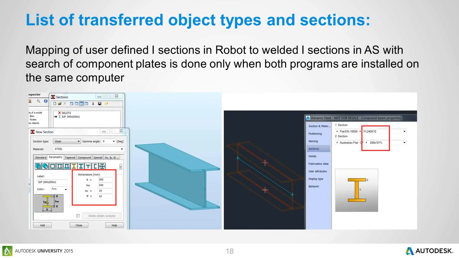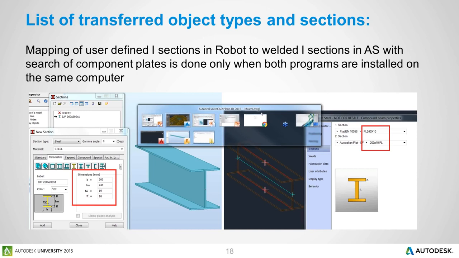I'd like to focus your attention on this particular feature of the link. User-defined welded I-shaped beams are tricky to map as they are built from plates in steel detailing programs rather than as a single shape as done in structural ones. In the Robot to Advanced Steel link, the mapping searches for predefined plates, flat bars in Advanced Steel, which match with sizes and flanges defined in Robot. Let me show how this is done.